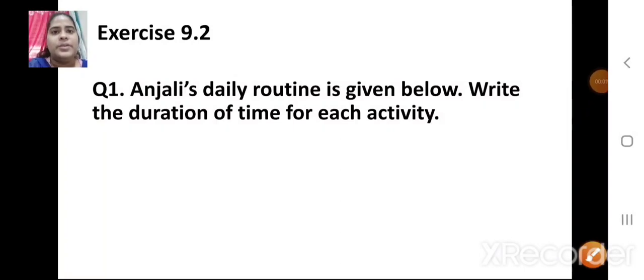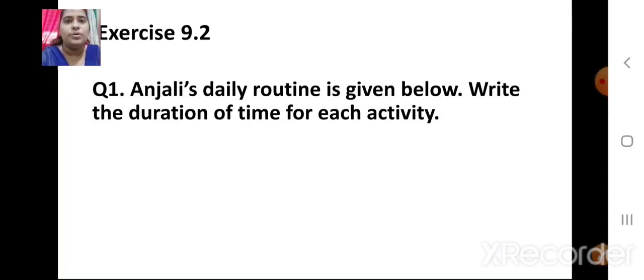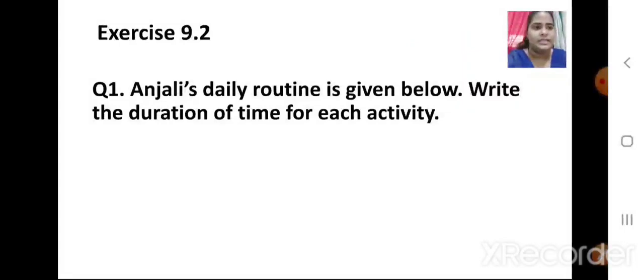Children, everyone now take out your textbook, exercise 9.2. We are going to solve a few sums. Question number 1 is Anjali's daily routine is given below. Write the duration of time of each activity.